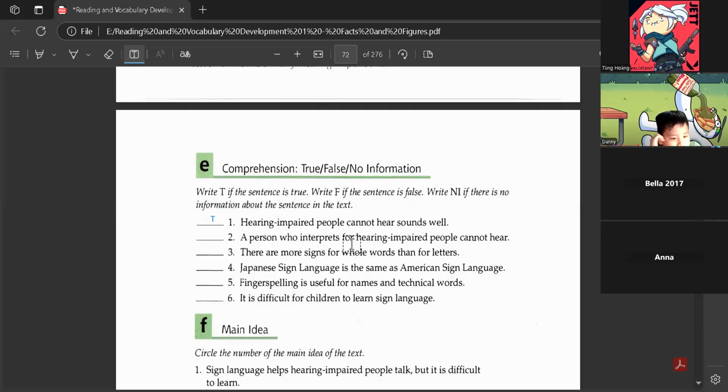Second one. A person who interprets for hearing impaired people cannot hear. Anna, is it true, false, or no information? Let me read. True. I think it's true.